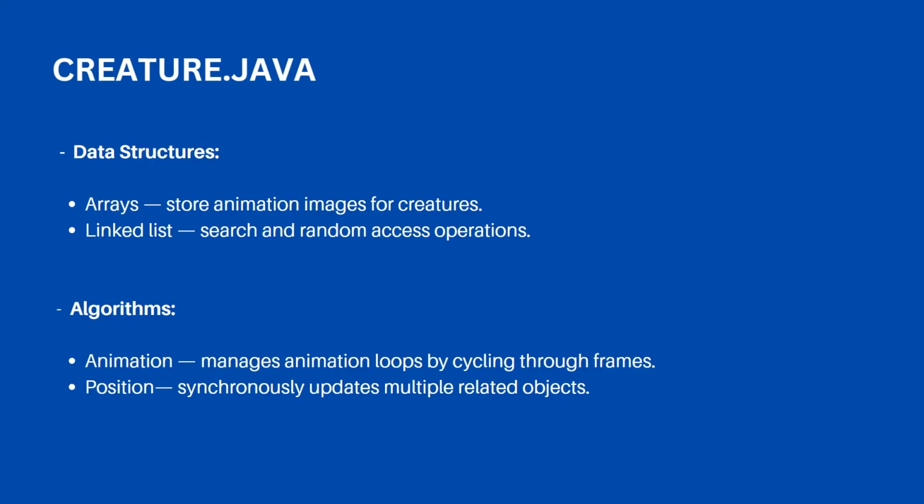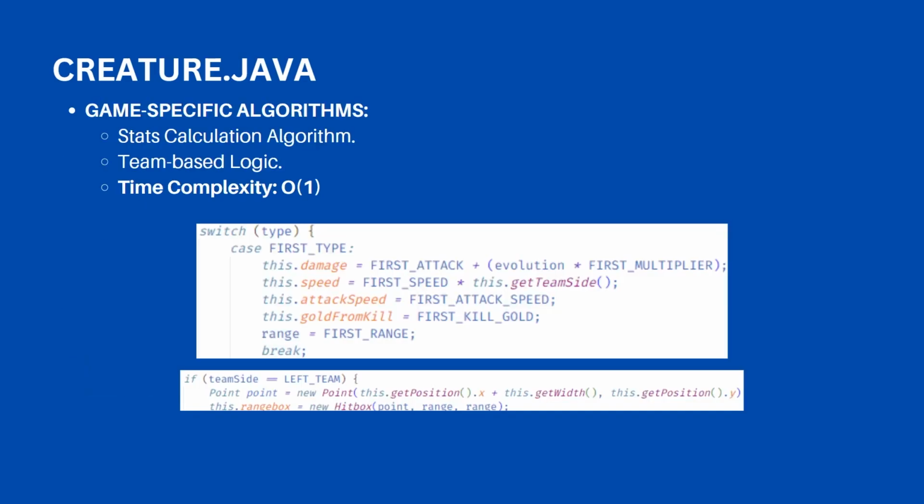So now the creature class belongs to the game, inherits from the Destructible, and manages creature movement and attack. The first is a data structure which is accessed via index, to randomly store animation images for the creature, and it checks our random access operation. Next, the game-specific method with time complexity O(1) to calculate the attribute based on time and evolution level.